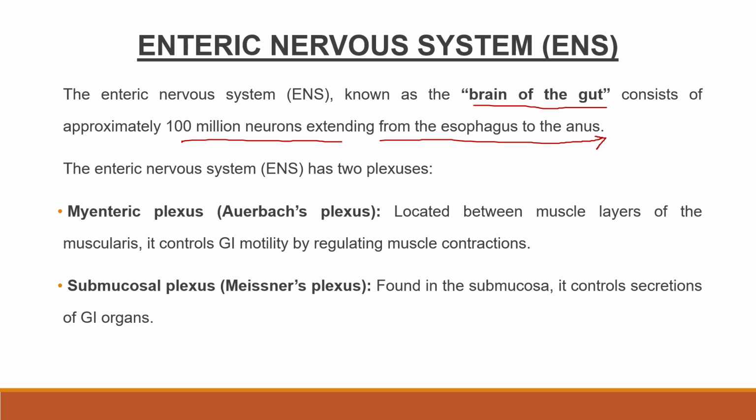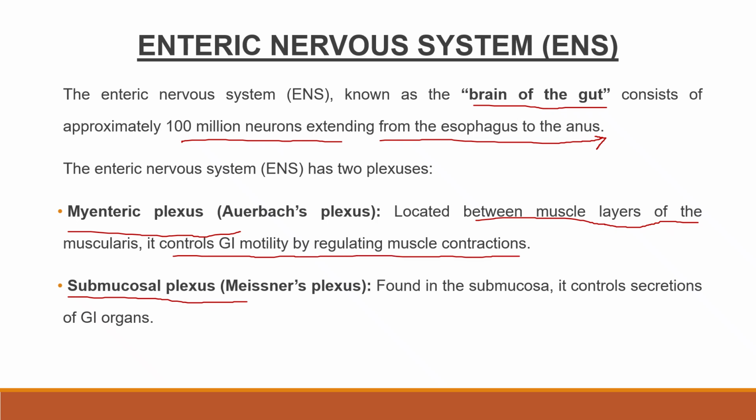So the enteric nervous system has two plexus. They are the nerves. The first one is the myenteric plexus, between our circular and longitudinal muscle, that means in the muscularis layer, and the second one is the submucosal plexus. The submucosal plexus is found between the submucosa and the circular layer of our muscularis. The myenteric plexus, as you can see, is present between the muscle layers of the muscularis, and it helps with GI motility by regulating muscle contraction. So the muscle contraction is regulated by the myenteric plexus.